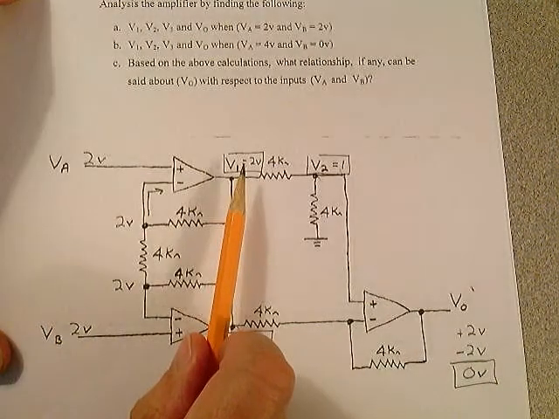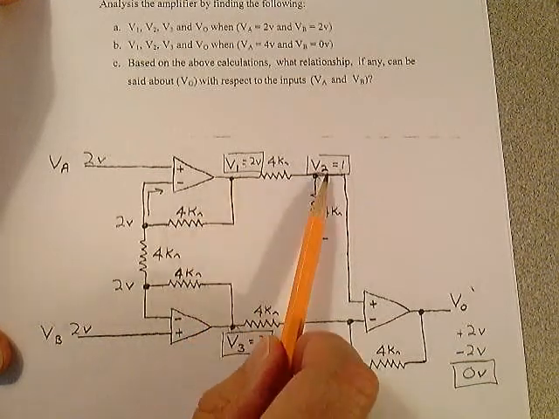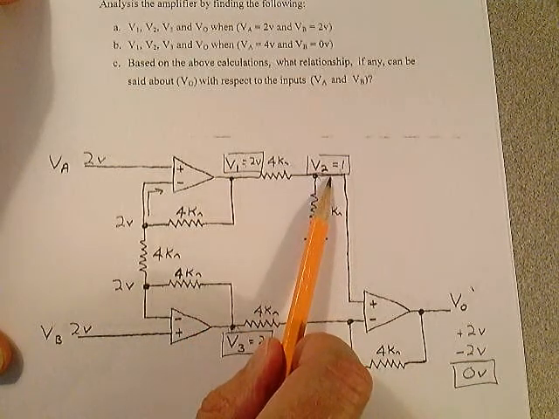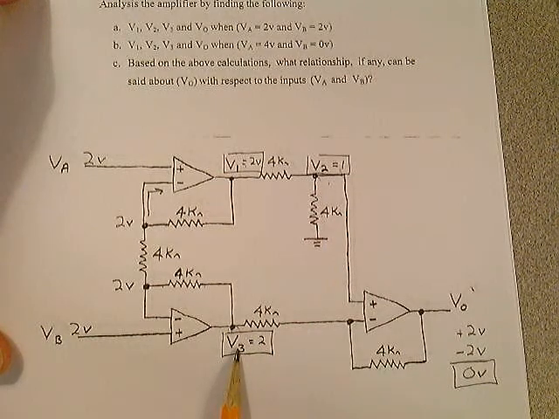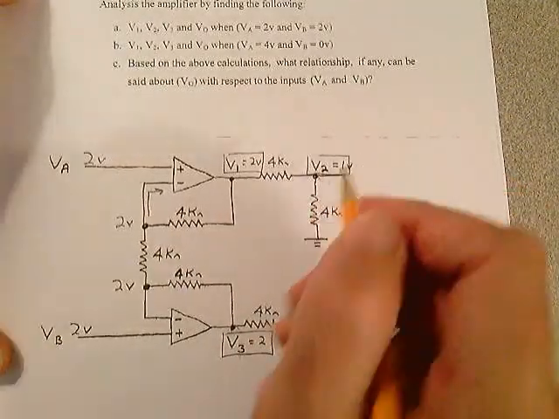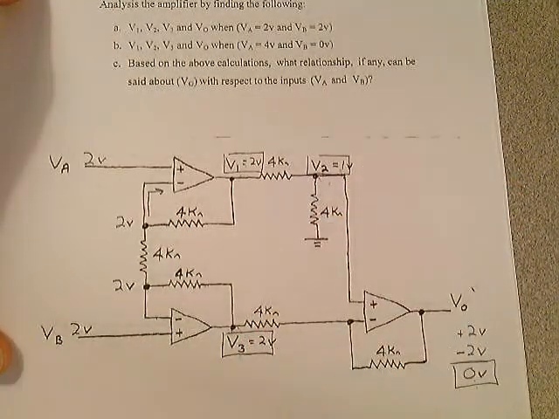There's V1. V1 is 2 volts. There's V2. V2 is 1 volt. There's V3. V3 is 2 volts. And down here's your V out. V out is 0 volts. And that's how you analyze that circuit.